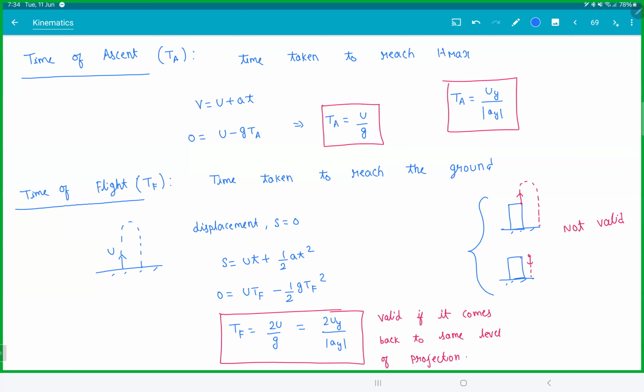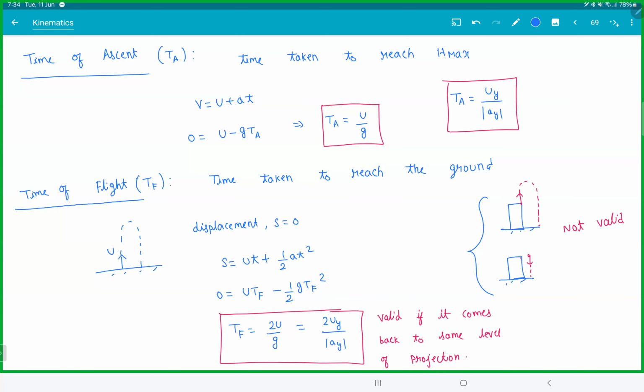Have a look at this. Clear? Any doubts on this page? Next one.